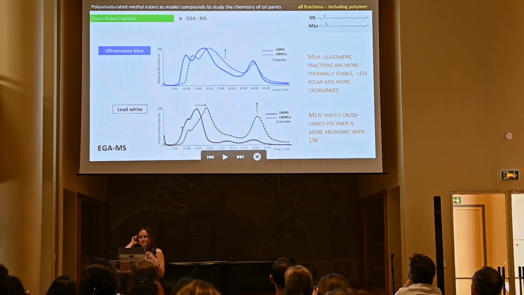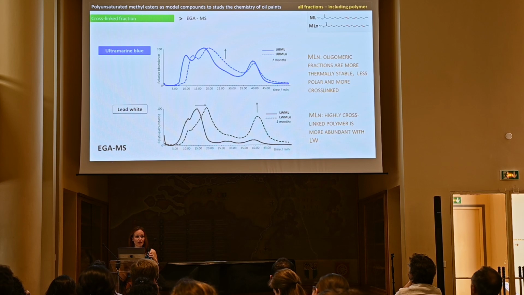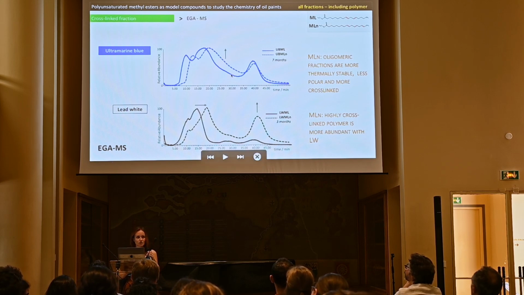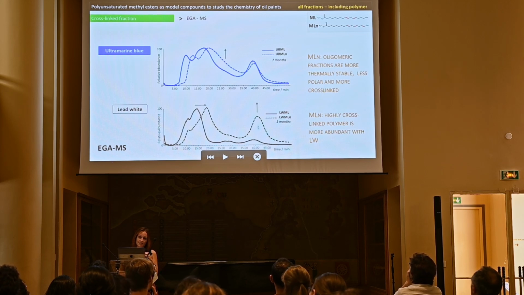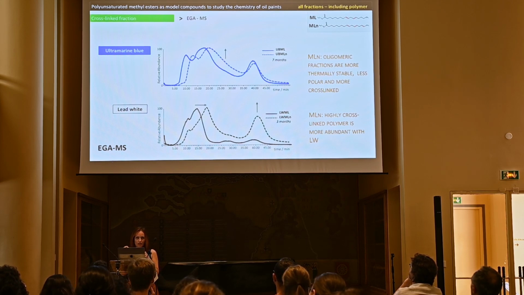What we can see is that in methyl linoleate, so in the model for linseed oil, the cross-linked fraction is more thermally stable, which means that it's more cross-linked and also less polar with respect to the model for safflower oil. And we can also see, and this is only true for lead white, that the polymeric fraction is significantly more abundant when the model for linseed oil is used instead of the safflower oil system.